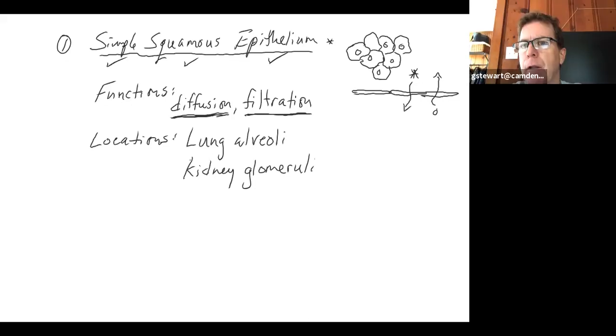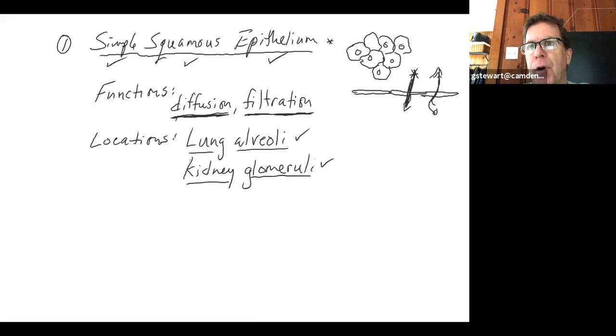So this is deep in our lungs where gas exchange occurs, diffusion. These are structures that are deep in our kidneys where we push things out of the blood and into tubules to make urine. So that's why the functions are listed as diffusion and filtration. This would be diffusion, this would be filtration examples.